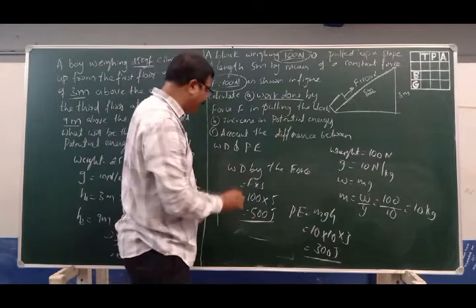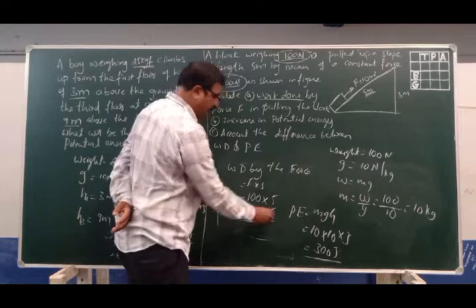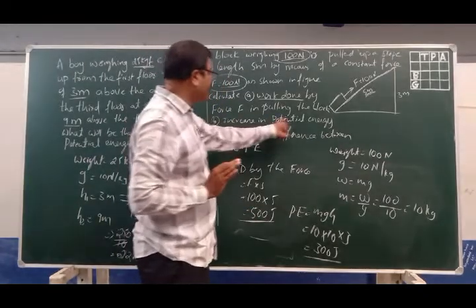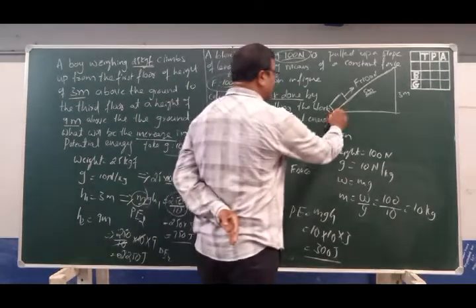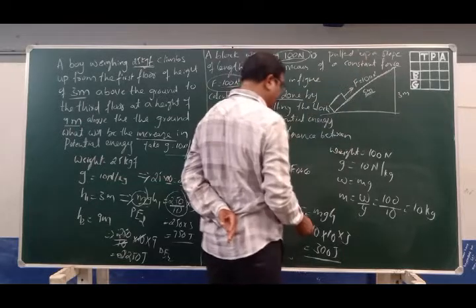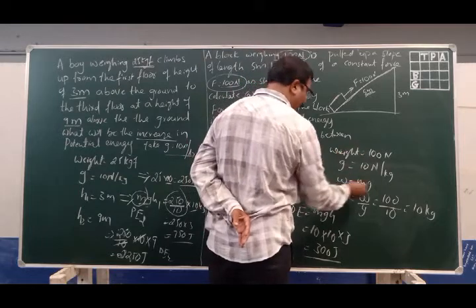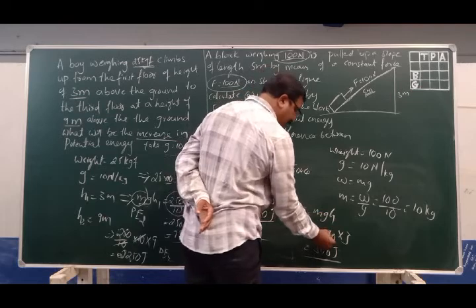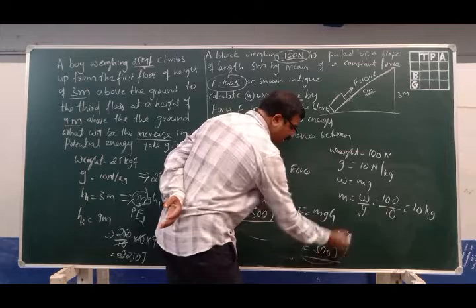So that's what I have done here. Work done by the force is F into S, that is 100 into 5, that is 500 joules. So this is clear. What is the second question? Increase in potential energy. If you consider that the potential energy on the ground is 0, we are raising the body to 3 meters. So potential energy is mass into acceleration due to gravity into height, and we get 300 joules.